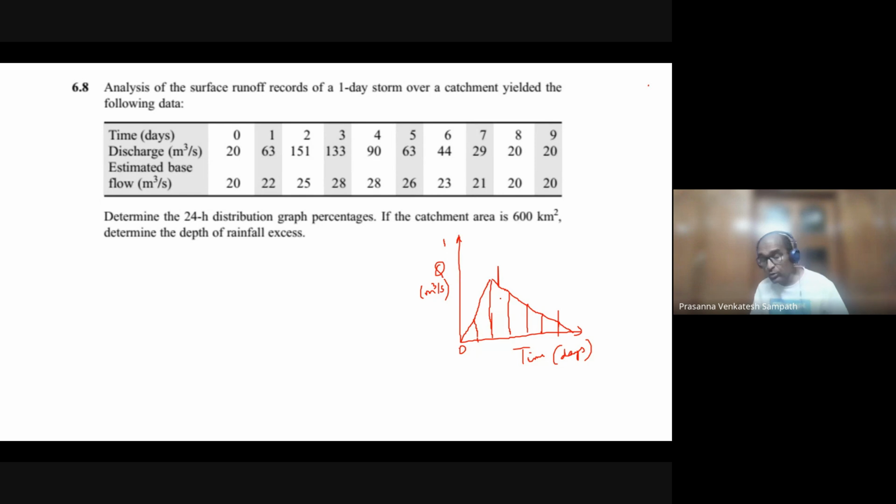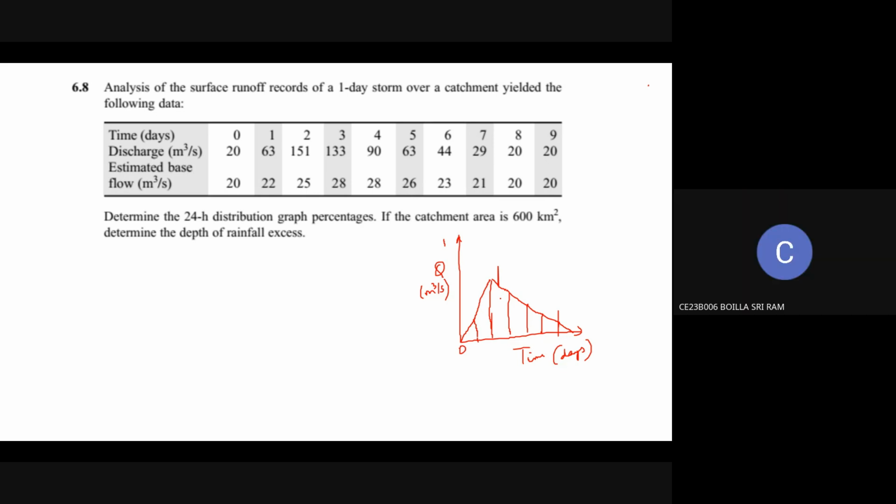Okay, wonderful. Thank you. What's the next thing we should do? Sir, as we can compute the amount of runoff produced in that particular time interval, if we divide with the total runoff produced, then we can get the percentage rate.